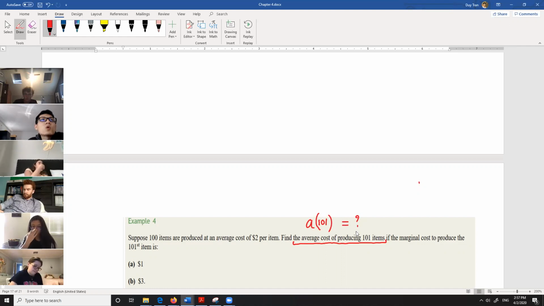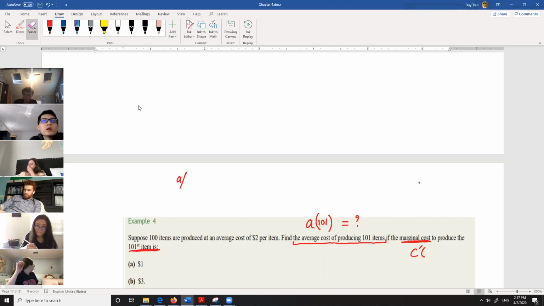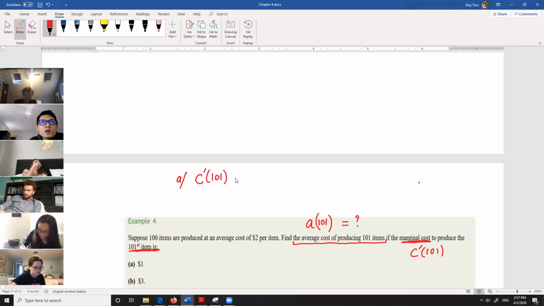That is the average cost for 101 items. Okay, so let's go to part A. Part A right here. Now they give you what? Marginal cost. Marginal cost is C prime. The marginal cost to produce the 101st item, so that is C prime of 101. Part A, they give you C prime of 101 equal to $1. And now they ask you, what is A of 101? Right, what's that value?